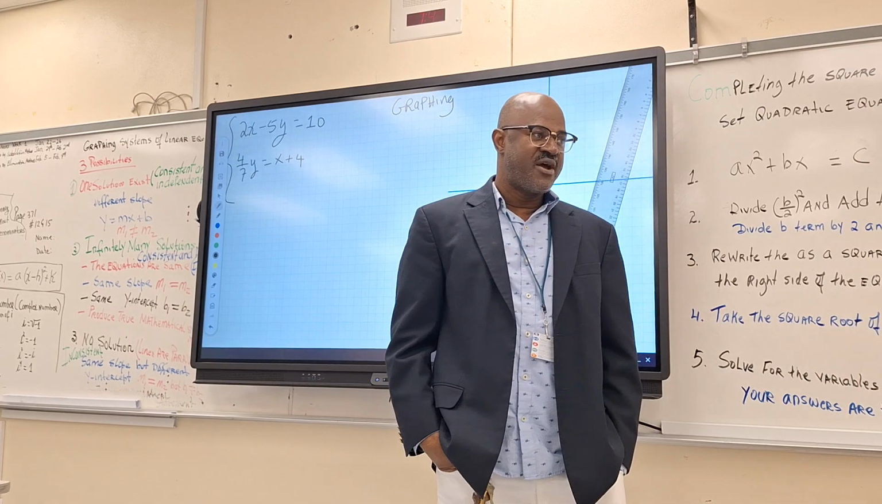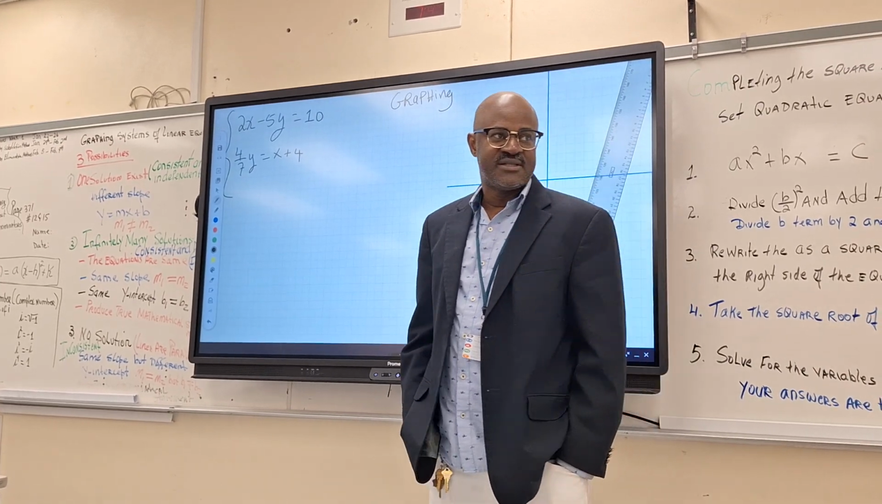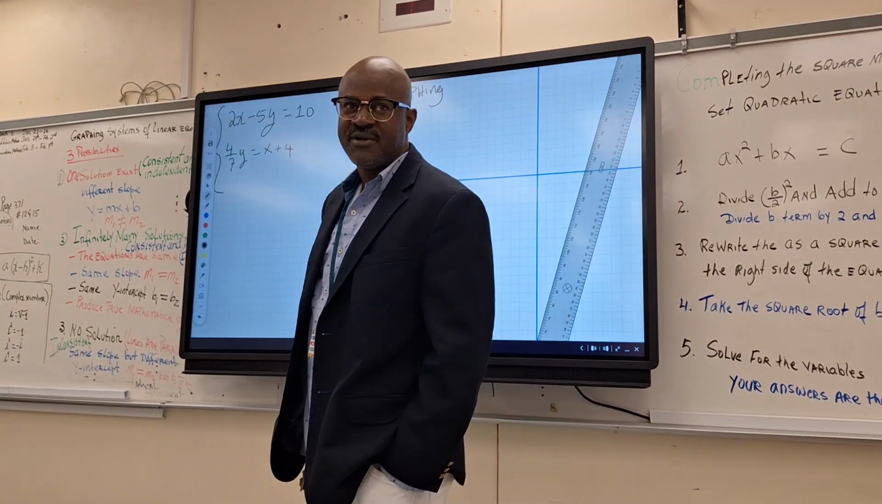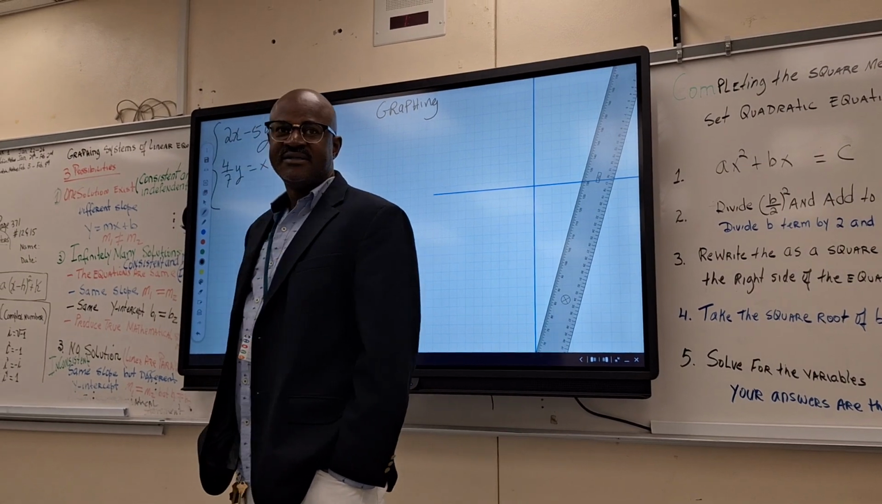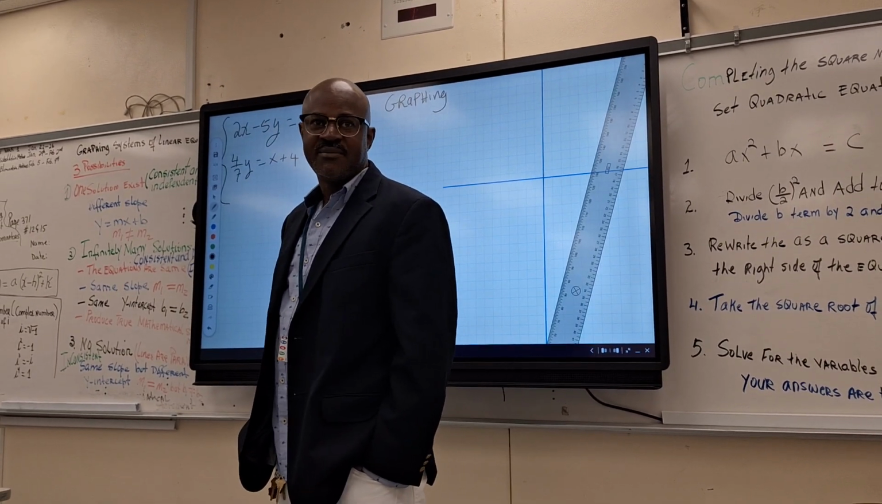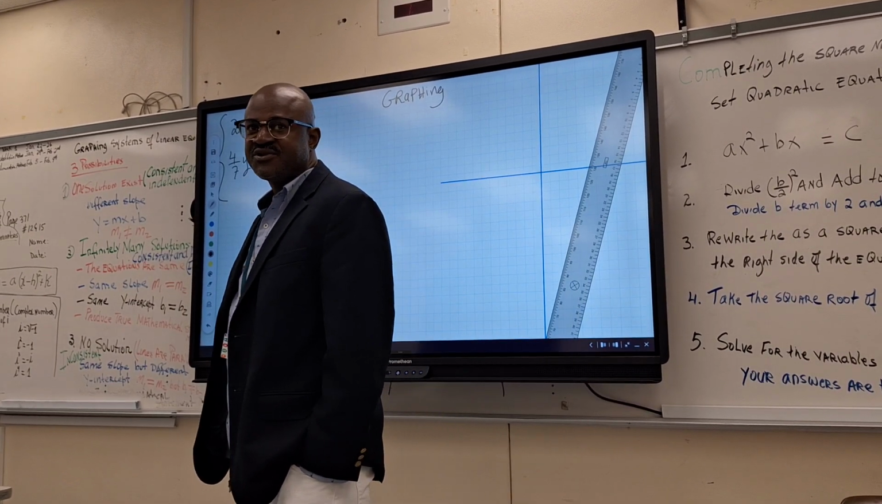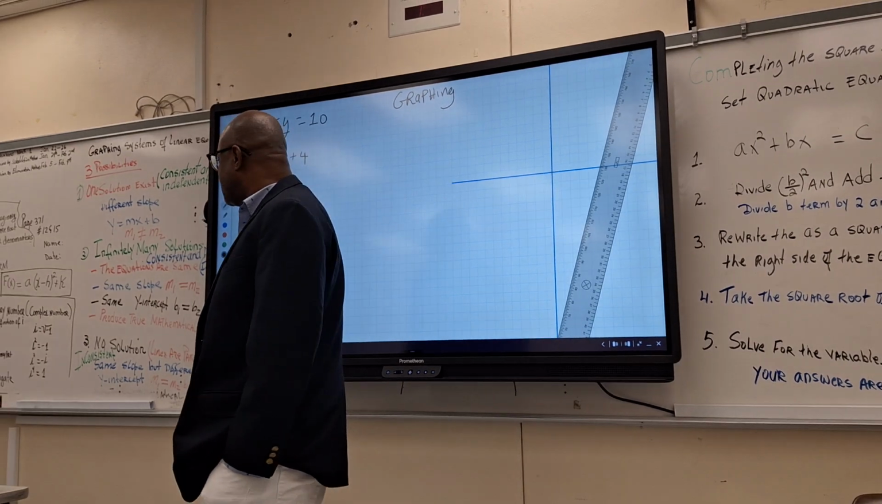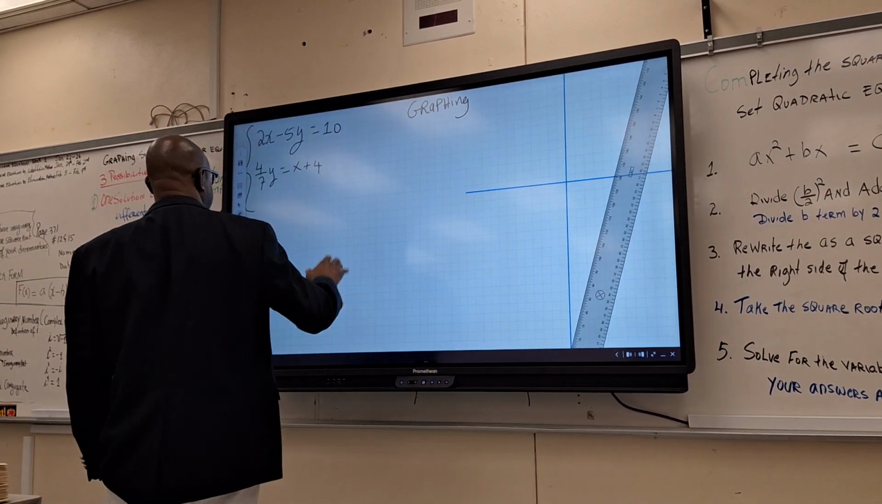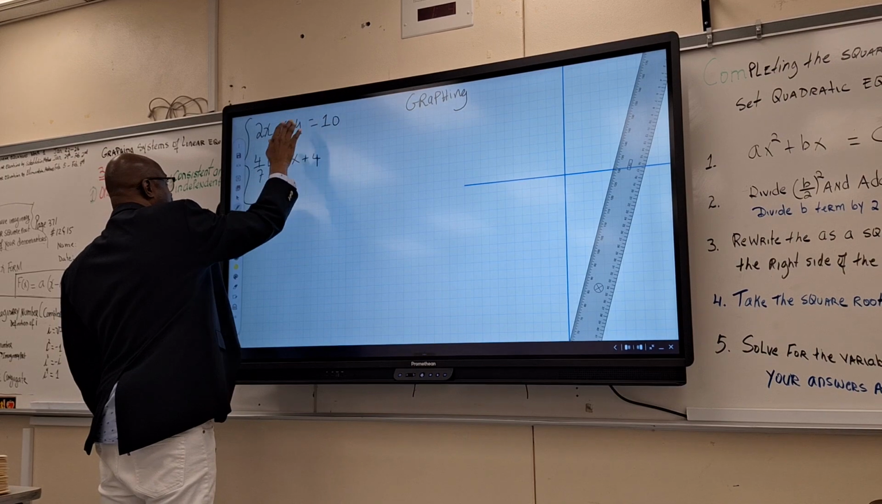Different slope, the lines will meet, right? Same slope, different y-intercept, then they are parallel. Same slope, same y-intercept, right? You will have many solutions. They are coinciding. So this equation is always in standard form.